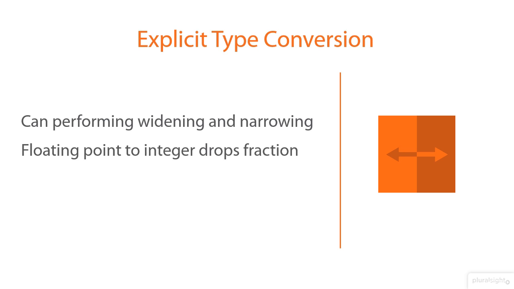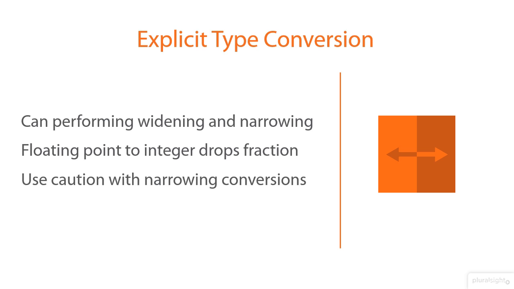If we do an explicit cast from a floating point to an integer, well, floating points can have fractional portions, integers can't. So any fractional portion would be dropped when I cast that float down to an integer. You want to be careful when performing a narrowing conversion. If I have a 64-bit integer, it has the ability to hold values that are too large to fit into a 32-bit integer. So if I cast that 64-bit to a 32-bit, the program will actually do it, but if the value is too large to fit into a 32-bit, you'll get some odd results from that.